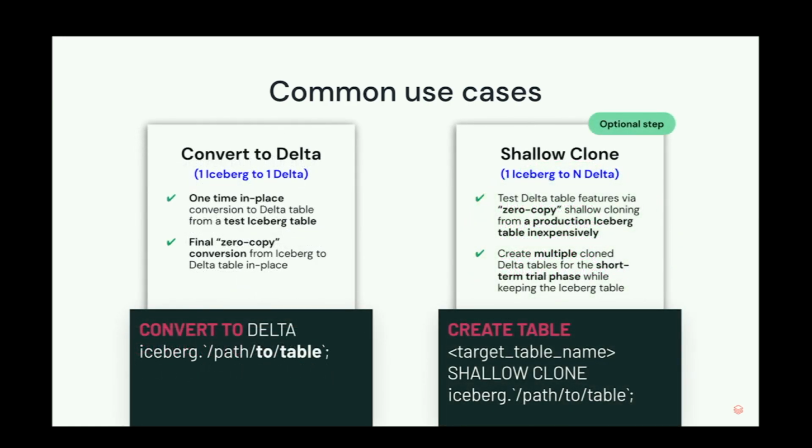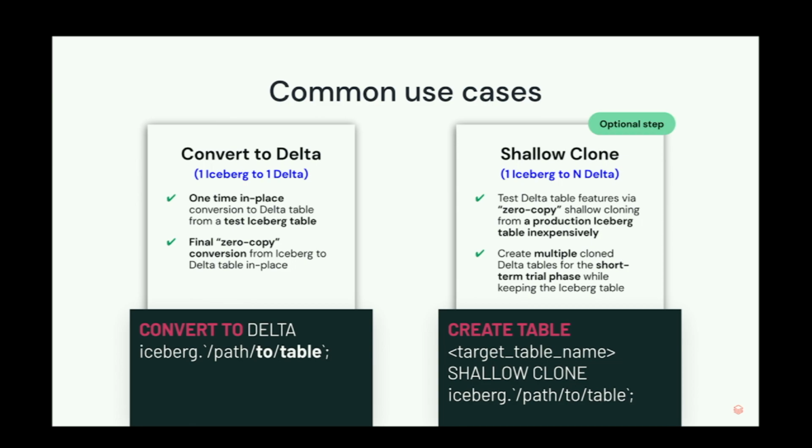Then we came up with shallow clone. Shallow clone is the saver. So we actually extended this feature for shallow clone. As I mentioned, it was designed from Delta to Delta. It was already there in the product. But for this scenario, we thought, okay, we can extend from Iceberg to Delta as well, creating shallow clone Delta tables on top.